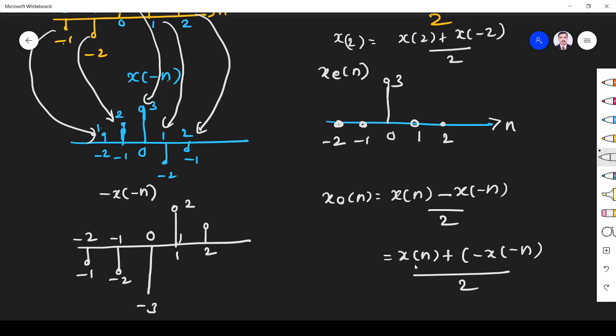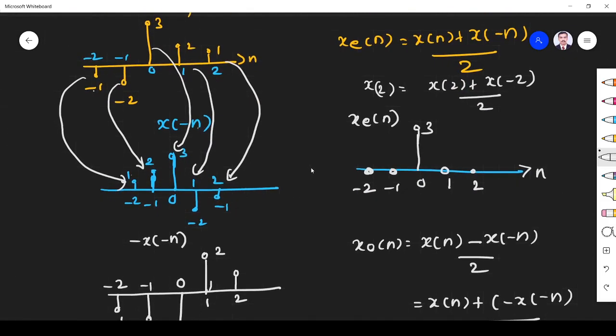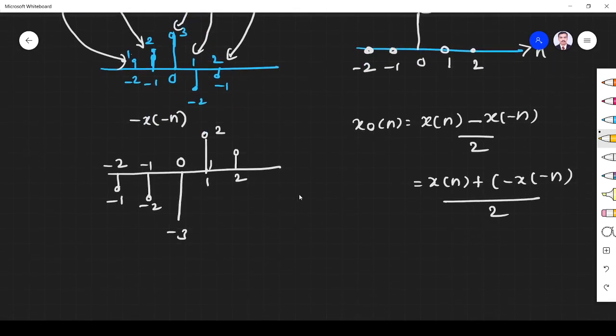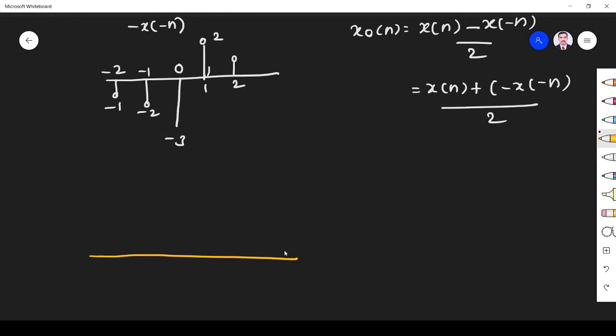Now what I have to do? I have to add x of n with minus x of minus n. X of n is here. I have to add with this one. So here you see the addition. This is plus 3, this is minus 3. If you add both, you will get 0. So it will be 0 now. One to one addition.